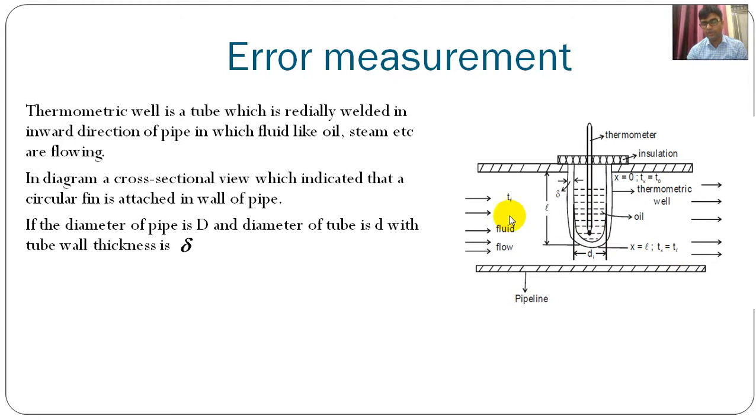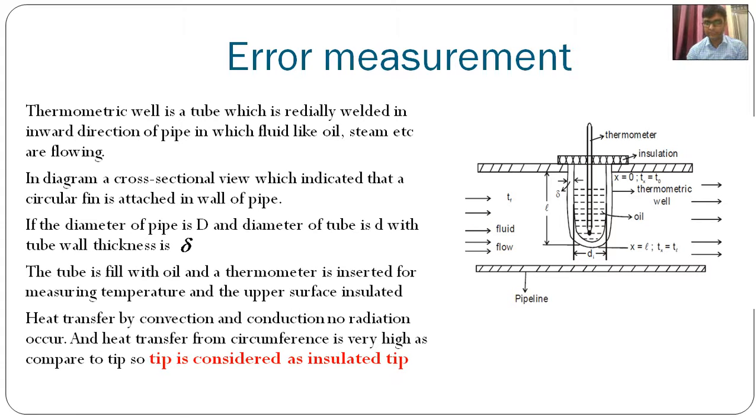So if you just apply the theory, this is the surrounding temperature. This TF is considered as the surrounding temperature. K is the conductivity. I am considering the conductivity of the thermometric well is K. Thickness is del. Internal diameter is Di. Outside temperature is TF. Temperature at the root of the base is T naught, and temperature at the tip of the fin is TL. Clear?